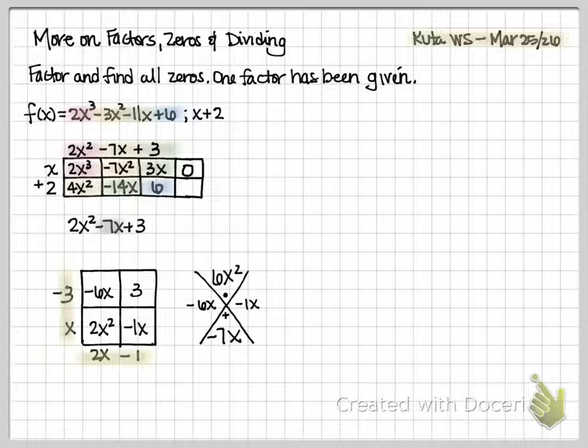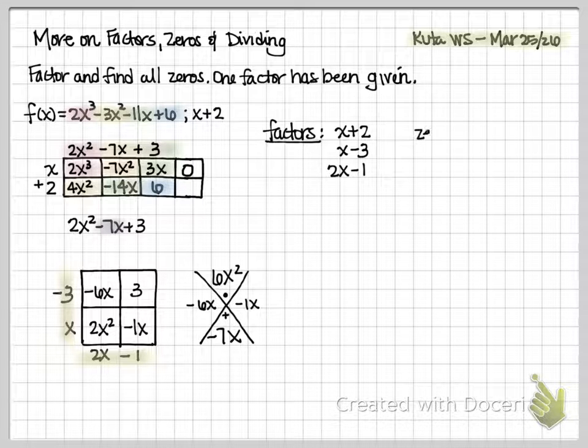Neither of those can be further factored, so I can answer the question. All of the factors of this would be the factor that was given to me, which was x plus 2, and then the two other factors that I found, which are x minus 3 and 2x minus 1. Those are your factors. But it did say that you also had to find your zeros.